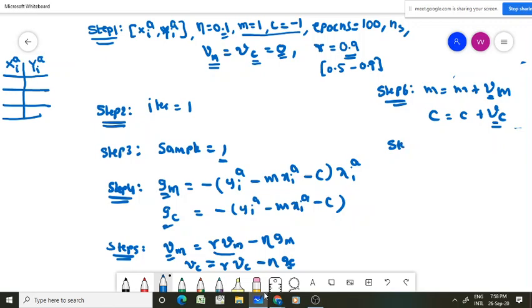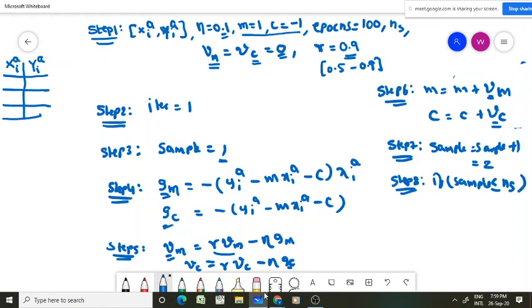Now in step 7, you have to update your sample. Sample equals sample plus 1, that means you are updating the sample number. Now the sample number equals 2. In step 8, you have to check your sample count. If the sample count is less than or equal to the number of samples ns, that is, your current sample is within the total number of samples available in the training data set, then which step do we go to? Step 4, sir. Yeah, thank you.